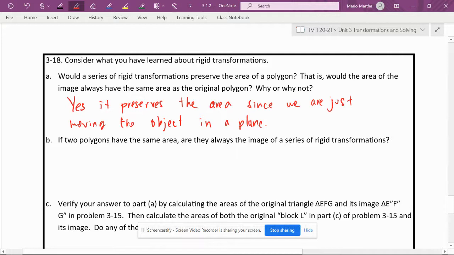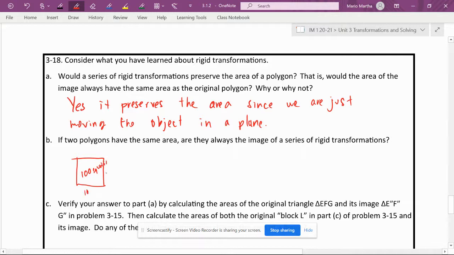All right. So if two polygons have the same area, are they always the image of a series of rigid transformations? Just because two polygons have the same area doesn't necessarily mean that one is the image of the other under a series of rigid transformations, right? Because I can have a square with an area of 100, right? 100 square units.